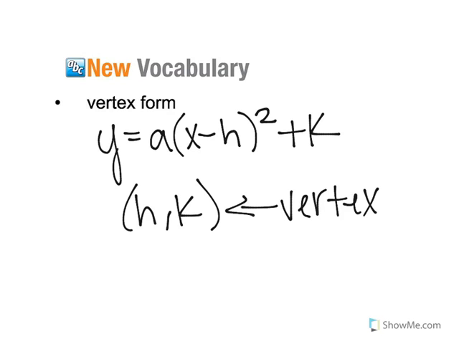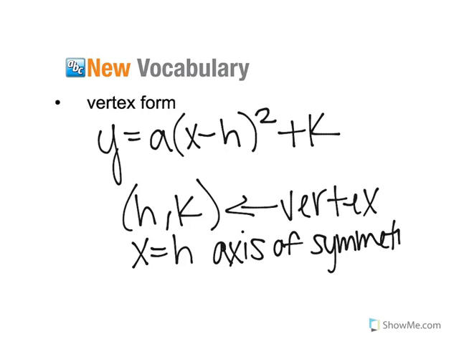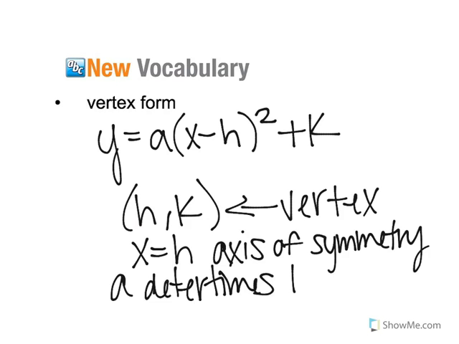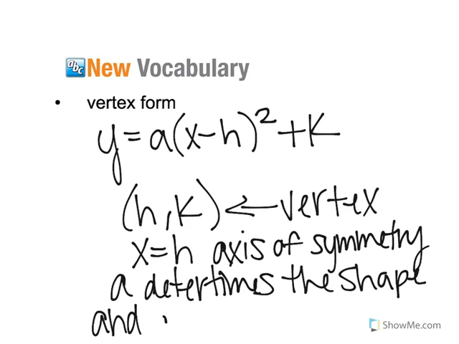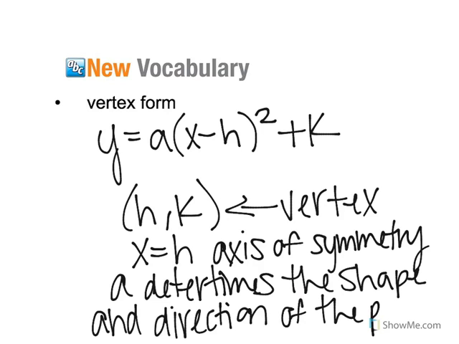Also, a couple things to know about this. x equals h is your axis of symmetry. And these are quick shortcuts. And a determines the shape and direction of the parabola. So again, a determines the shape and direction of the parabola.